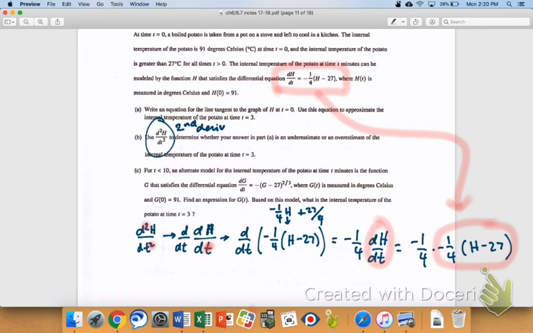I'm supposed to somehow use that to help me figure out if my estimate is an underestimate or an overestimate at t equals 3. So what do you think? You know that it's going to be negative. Or no, positive. How do I know it's going to be? A negative times a negative. Okay, let's do that. If we just continue on over here, that equals 1/16 times h minus 27. That would be my second derivative.